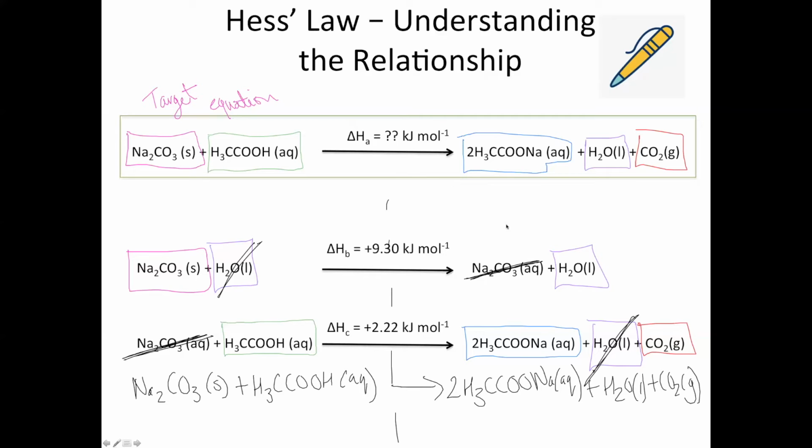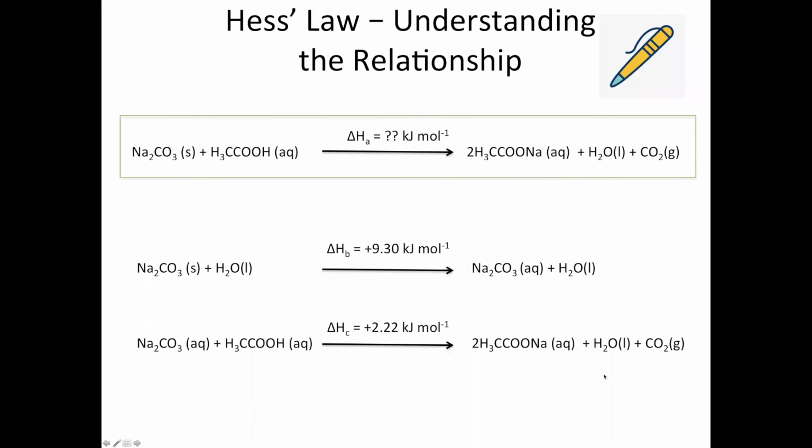So if we hadn't done reaction A in the experiment, we could work it out by doing delta HB plus delta HC, which would give us the 9.30 plus positive 2.22. Positive and negative signs are important with enthalpy calculations, which would mean that the overall enthalpy change would be 11.52 kilojoules per mole. Okay, so that's how it works.